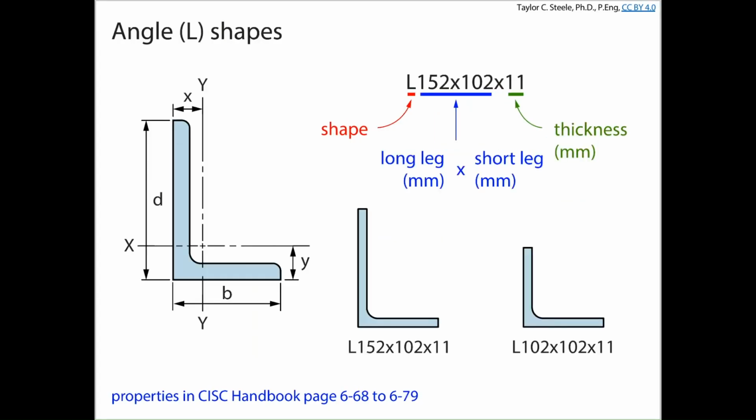Angles. Sometimes you have equal leg angles, which means the two legs are the same. Sometimes you have unequal leg angles. Basically how they're designated is the shape L, that's pretty convenient, with a number times a number times a number. And usually they're just lengths. So the long leg will come first, the short leg will come second, and then the thickness. That looks kind of weird to me. I don't know if it looks weird to you.